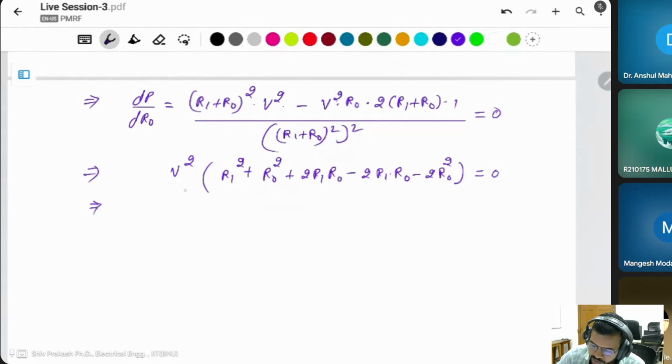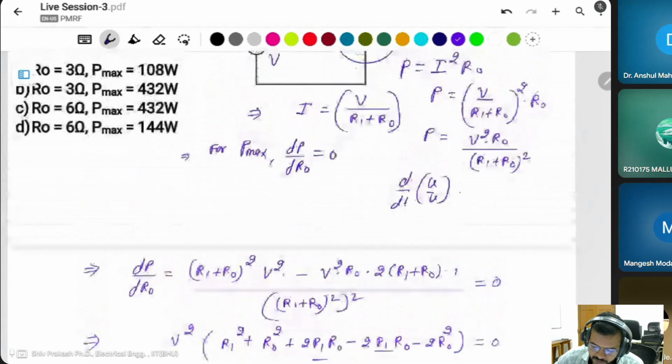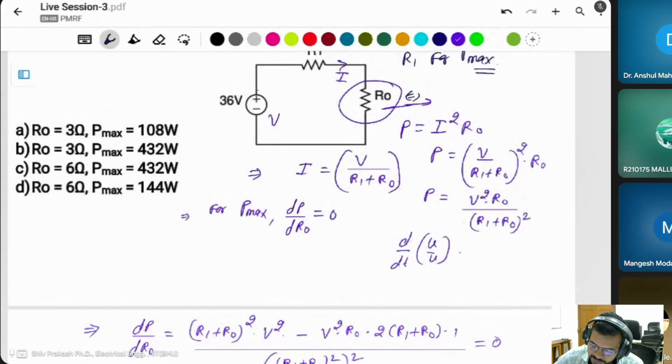This will be V square, it will be common. These two are cancelled out. Then R1 square minus R naught square, this will be R naught square equal to 0. Then R naught square will be R1 square, so R naught is equal to R1. In this condition, R naught should be equal to R1 for the maximum power transfer. Okay.